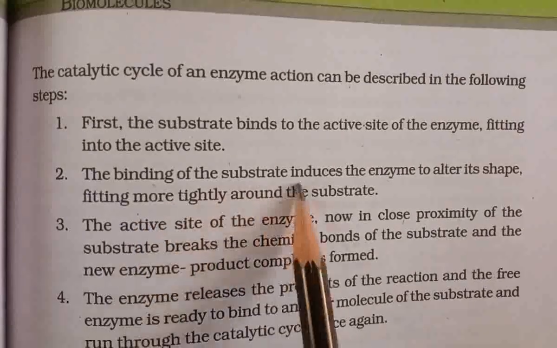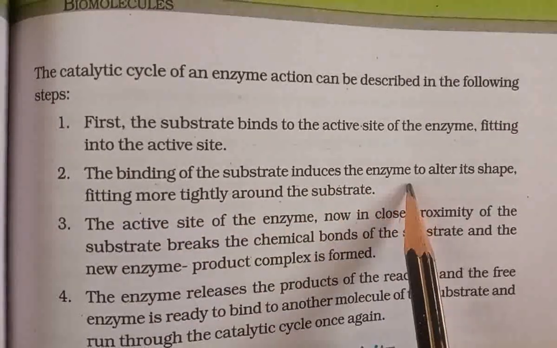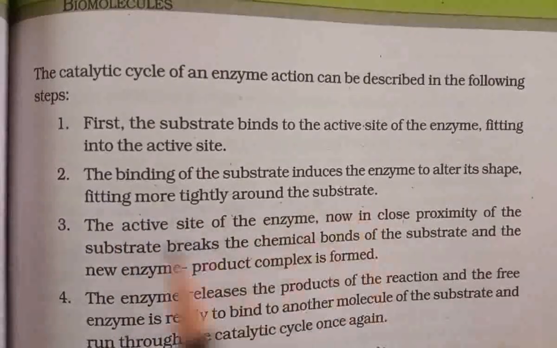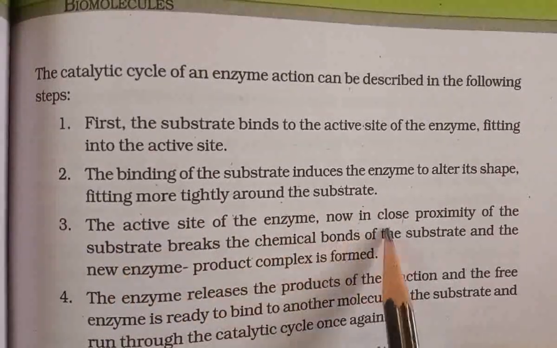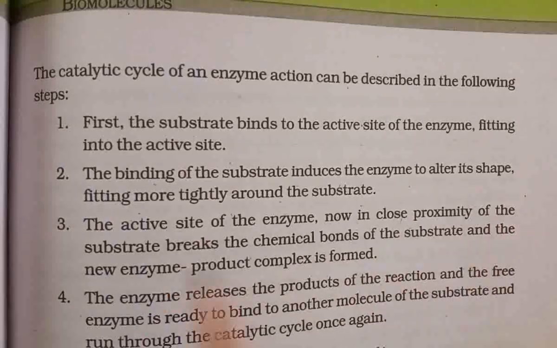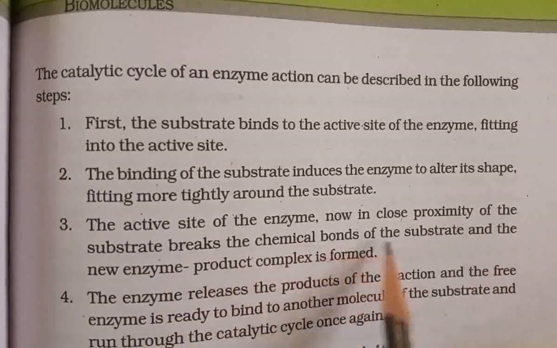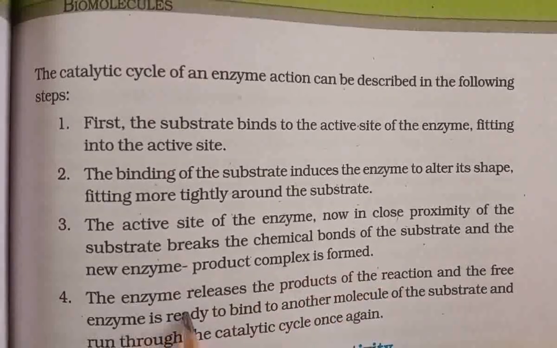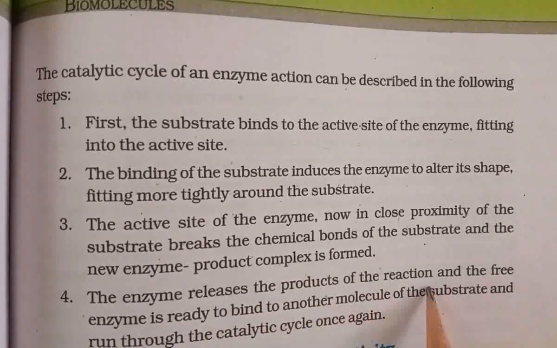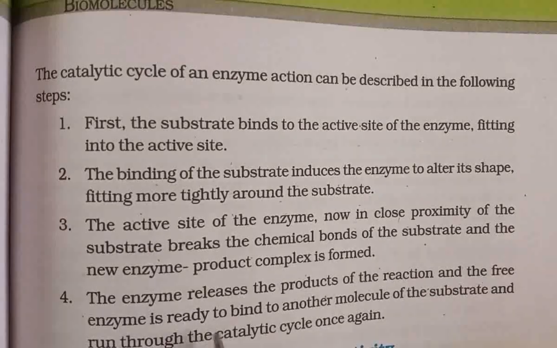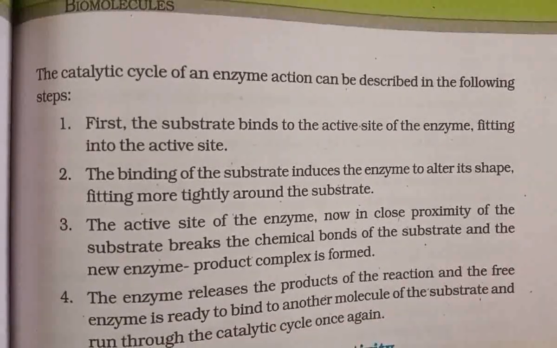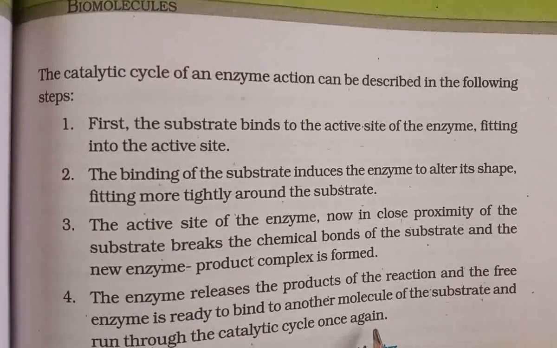The binding of the substrate induces the enzyme to alter its shape, fitting more tightly around the substrate. The active site of the enzyme is now closed. Proximity of the substrate breaks the chemical bonds of the substrate, and the new enzyme-product complex is formed. The enzyme releases the product of the reaction, and the free enzyme is ready to bind to another molecule of the substrate and run through the catalytic cycle once again.